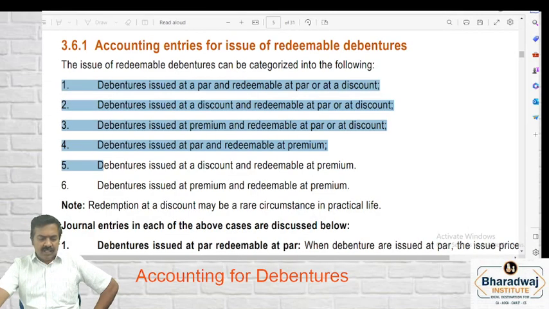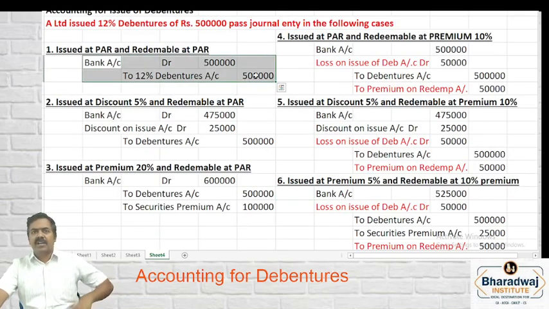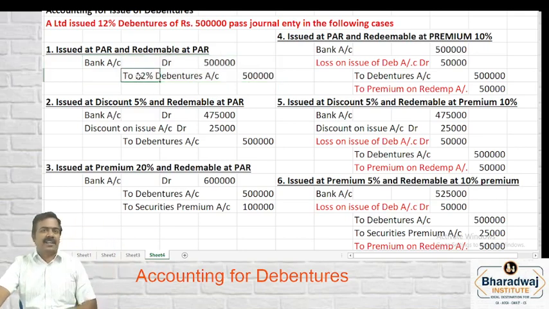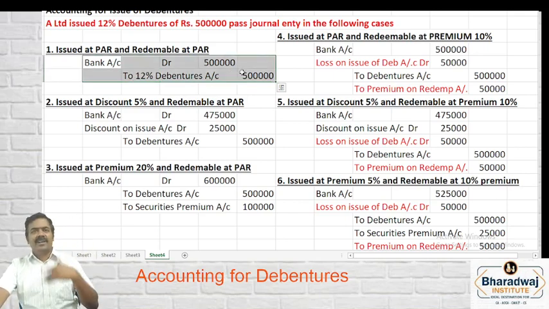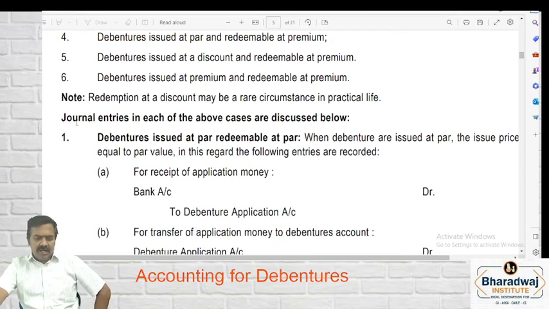Now, what can be added is, instead of passing a single direct entry, what they would have given is bank account debit to debenture application account. Then debenture application account debit to debentures account. Same like share capital. What is the entry we pass when shares are issued? Bank account debit to share application account. Then share application to share capital, like that. One extra entry they would have passed. Anyhow, that application account is debited and credited, and that is closed. We'll see journal entry for each of the cases.